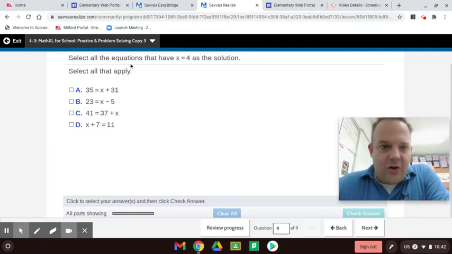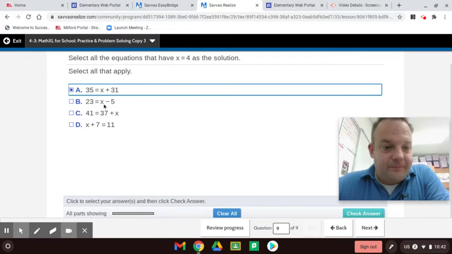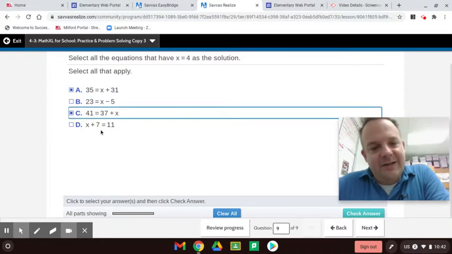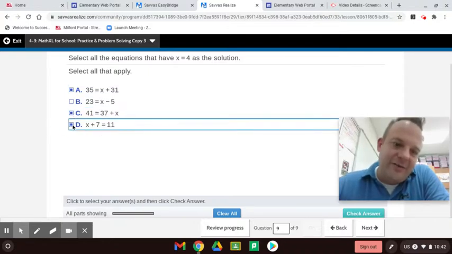Select all the equations that have x equals 4. Again, tests love this. You'll see these on the EnVision quiz or test, maybe. 4 plus 31, we'll substitute 4 in. Yep, that's 35. 4 minus 5 is negative 1, not 23. 37 plus 4 is 41. That makes sense. 4 plus 7 is 11. That makes sense too.